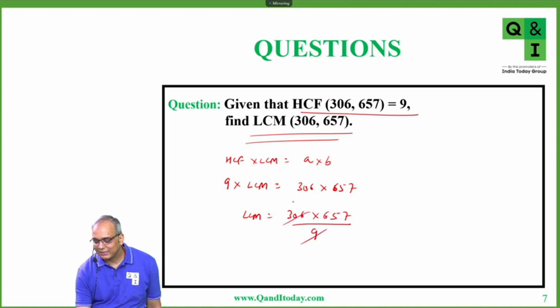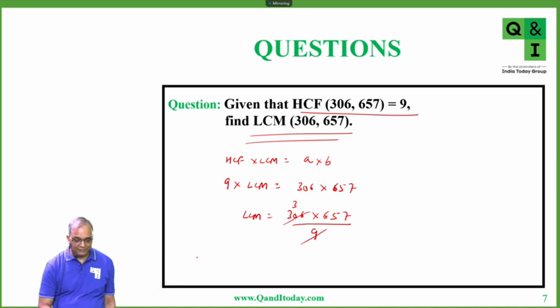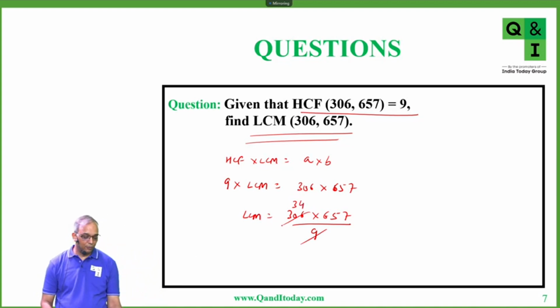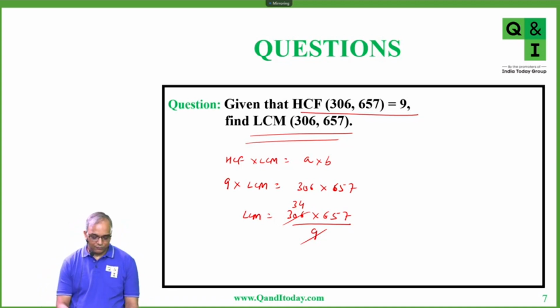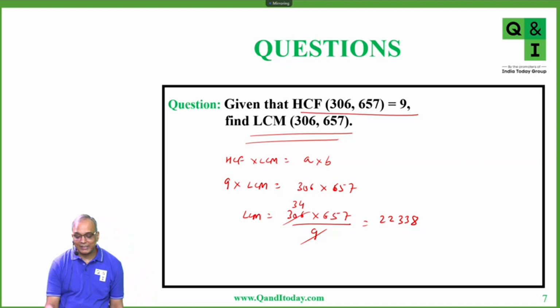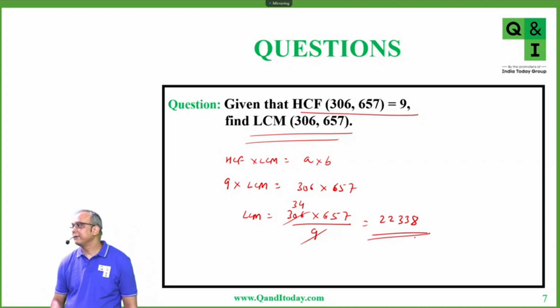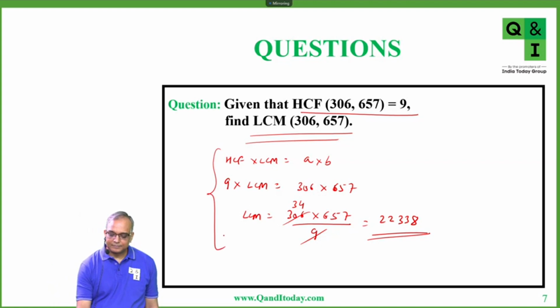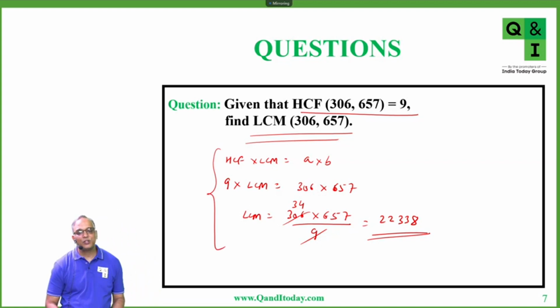So if you cancel this, 9 3s are 27 and then 36, 9 4s are 36. So 34 into 657 you have to calculate. So 34 into 657 is 22338. So your LCM here is 22338. Is it clear? Is it clear, everyone? You have understood?